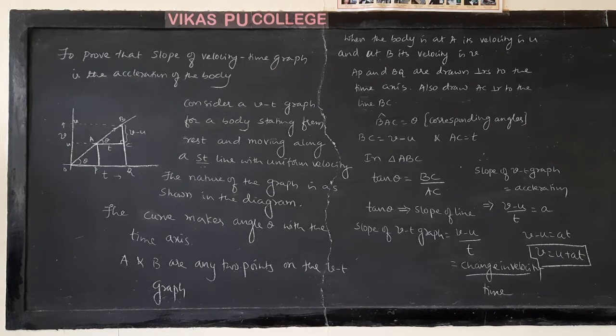This equation will be called the equation of motion, and specifically the first equation of motion. There are different equations of motion, and this equation is the first equation of motion. So the first equation of motion will give you the relation between the velocity of the body at two different instances, its acceleration, and the time that has elapsed to change the velocity.